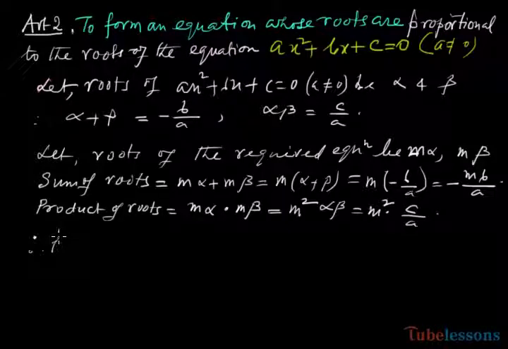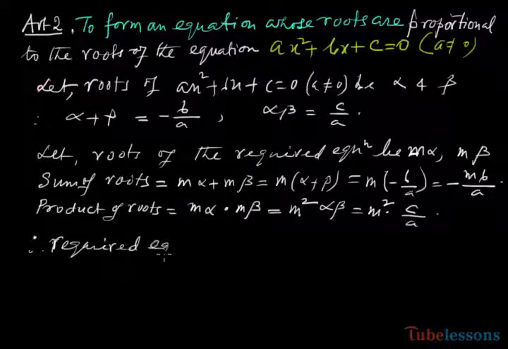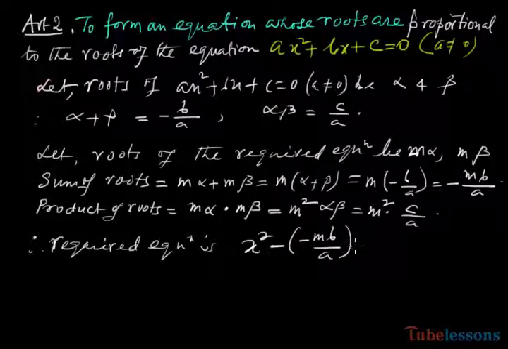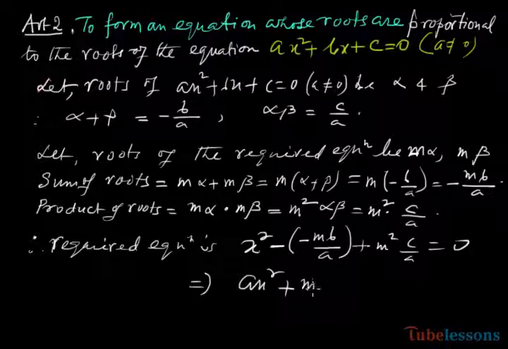Therefore, required equation x square minus sum of roots, so minus of mb by a, and the product of roots m square c by a is equal to 0, so multiplying, this implies ax square plus mbx plus m square c is equal to 0.